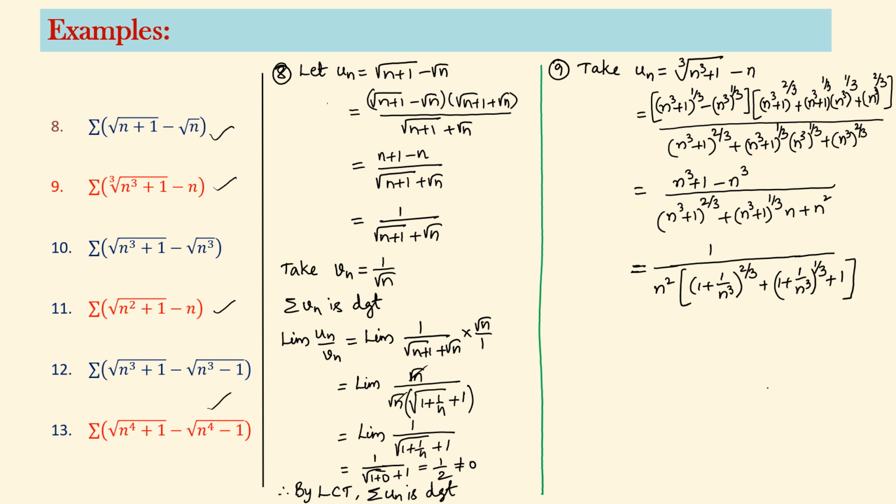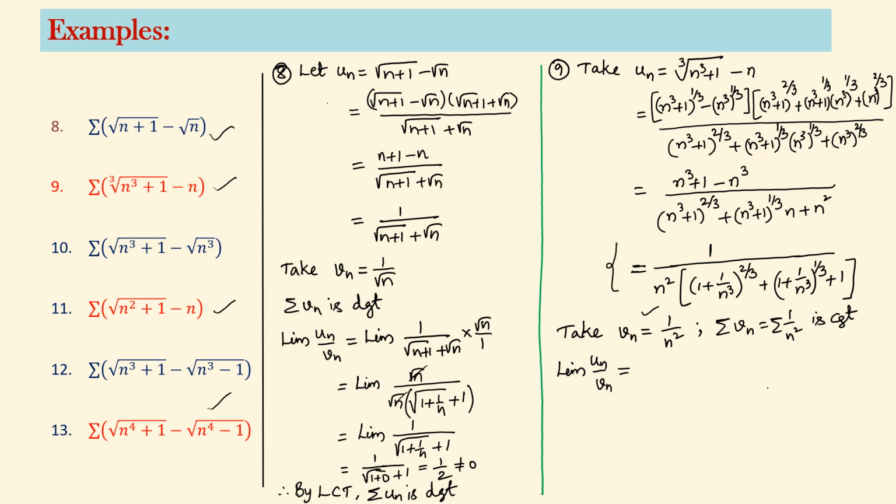Now what is the Vn that we have to take? Take Vn equal to 1 by n square, since the highest power in the numerator is nothing and in the denominator it is n square. And we know that summation Vn, which is summation 1 by n square, is convergent by the P series test. So now take the limit of un by Vn, where this is our un and this is our Vn.